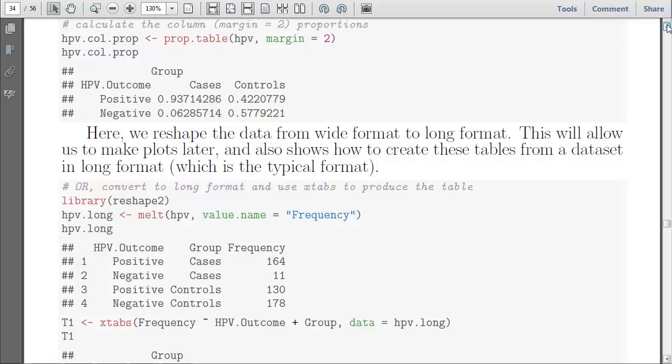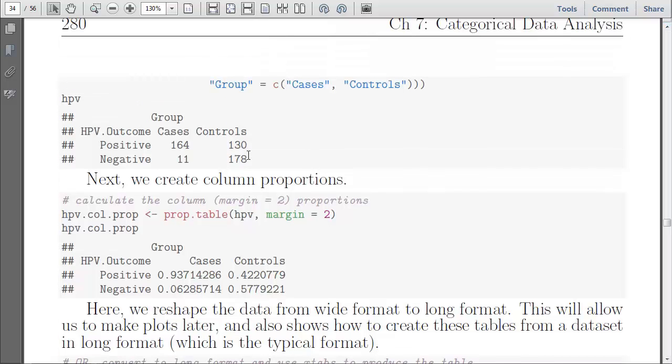All right, so what's happening? Let me scroll up for a moment and point some things out. Here's our HPV table.